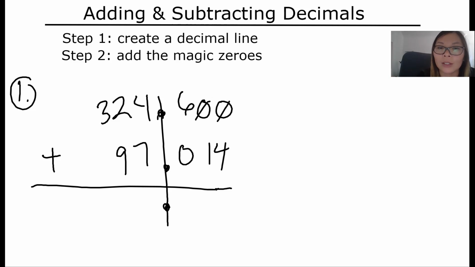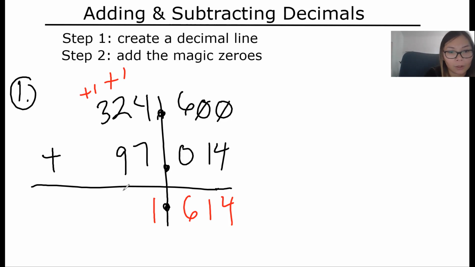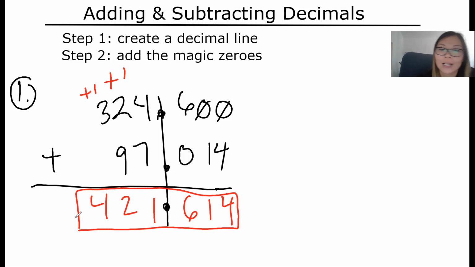So now all we need to do is add it. 0 plus 4 is 4. 0 plus 1 is 1. 6 plus 0 is 6. Decimal. 4 plus 7 is 11. 1 plus 2 plus 9 is 12. 1 plus 3 is 4. So your answer is 421 and 614 thousandths.